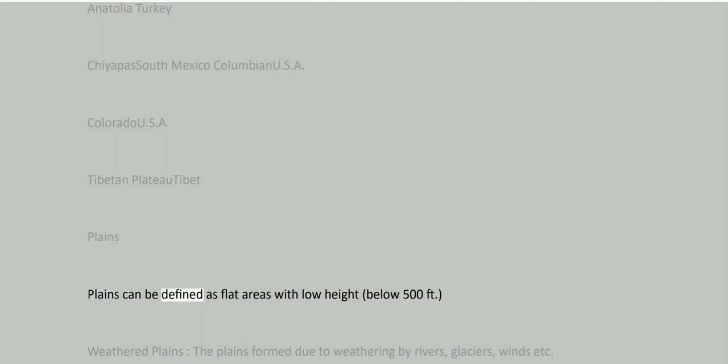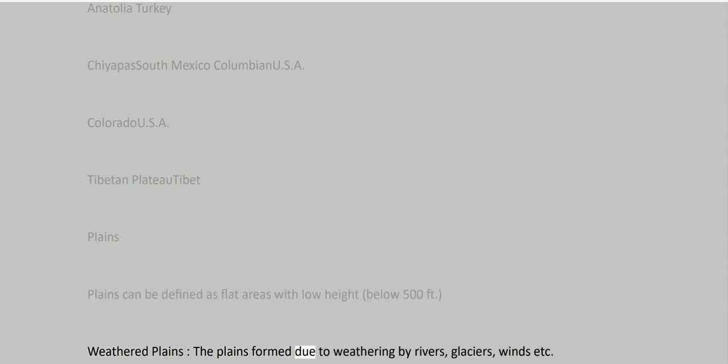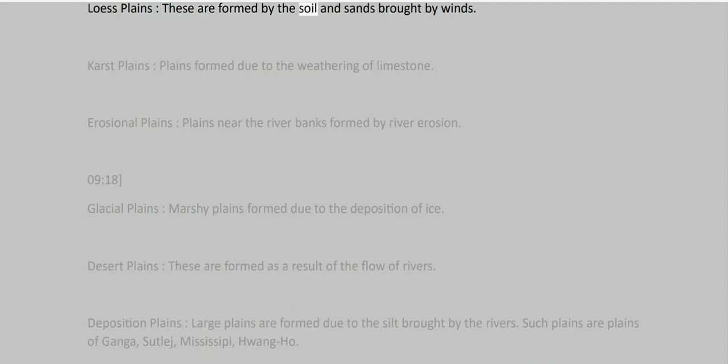Plains. Plains can be defined as flat areas with low height, below 500 feet. Weathered plains: the plains formed due to weathering by rivers, glaciers, winds etc. Loess plains: these are formed by the soil and sands brought by winds. Karst plains: plains formed due to the weathering of limestone. Erosional plains: plains near the river banks formed by river erosion.